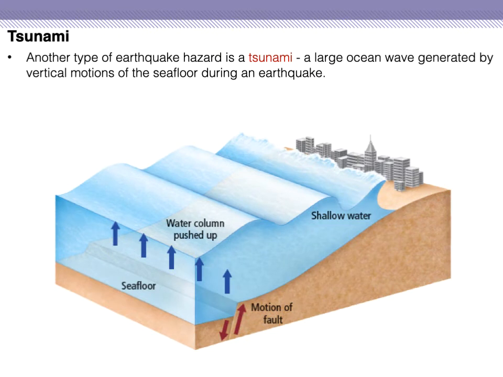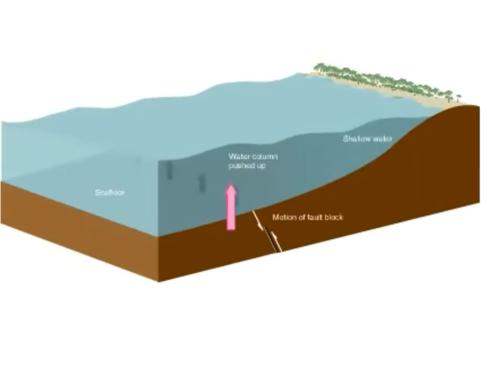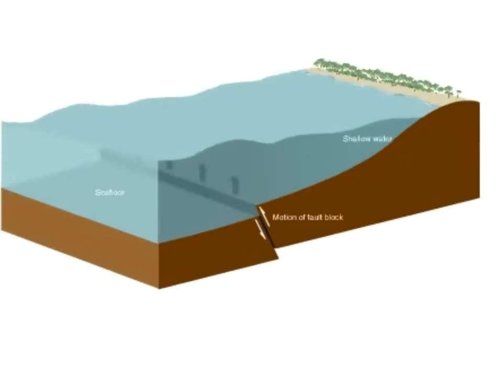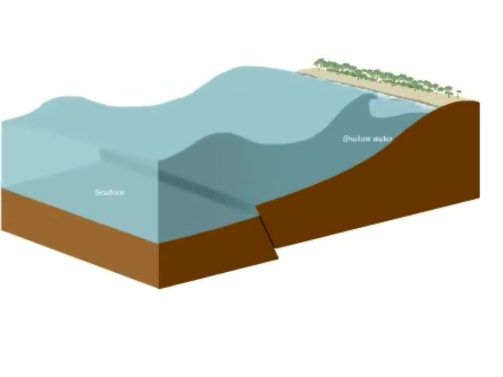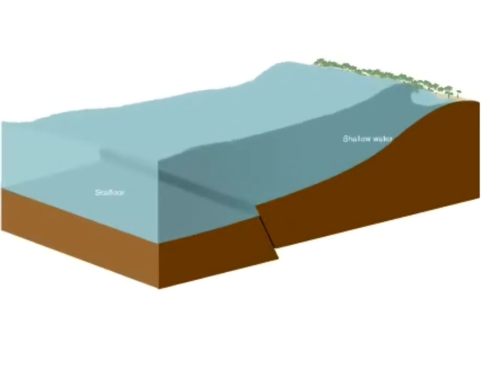A tsunami. Another type of hazard is called a tsunami, a large ocean wave generated by vertical motions of the seafloor. Now this is a still picture where you can see the motion of the fault, and you can see it pushing water up into the air, and as it pushes the column of water up, it then creates a wave that can hit the shore. If you look at it here in motion, you have the upward push. The motion of the fault causes a rift in the water, which then takes the water towards the shore.